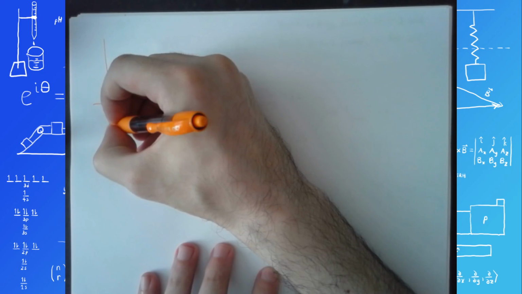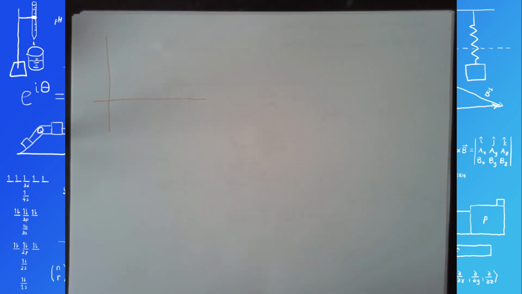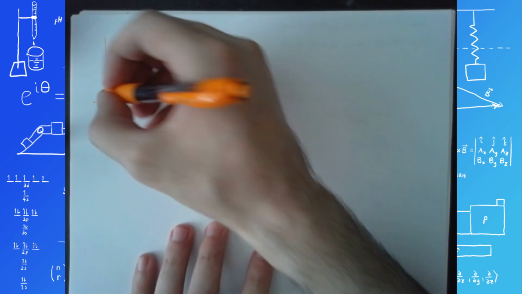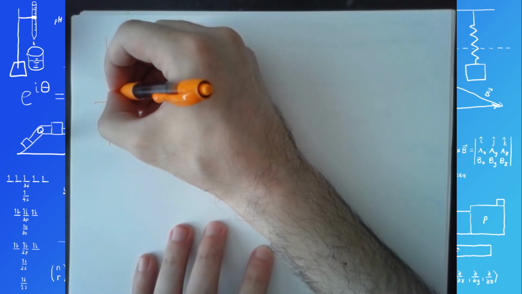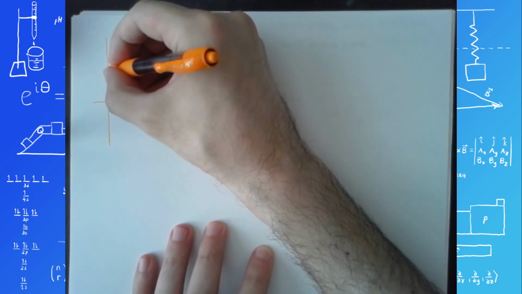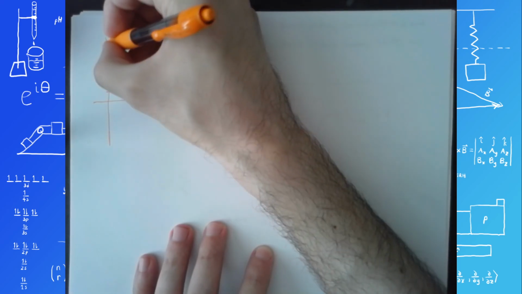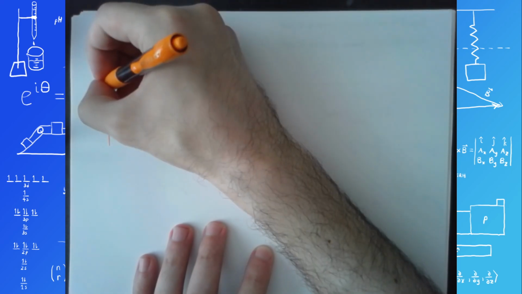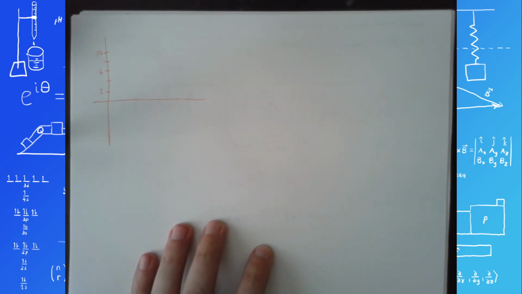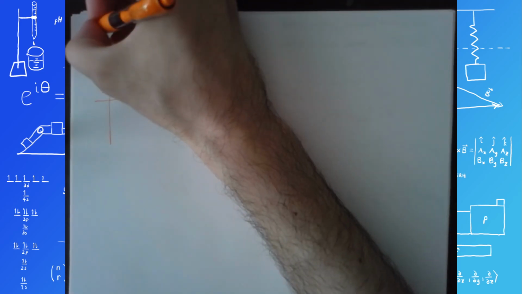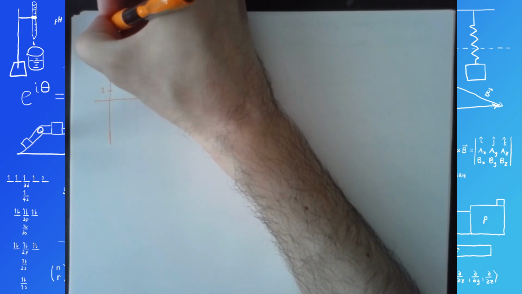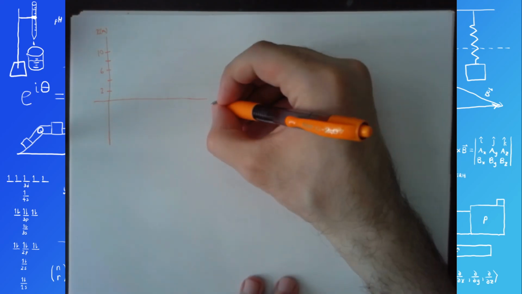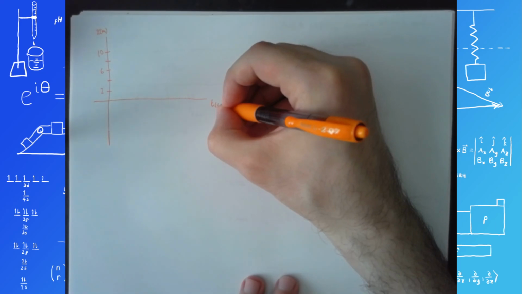So we have a graph that counts up to, it looks like 10. So we've got 2, 4, 6, 8, 10. And that's position in meters. So this is describing something that moves horizontally. And then for the horizontal axis, we've got time in seconds.